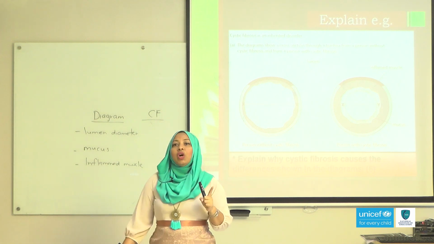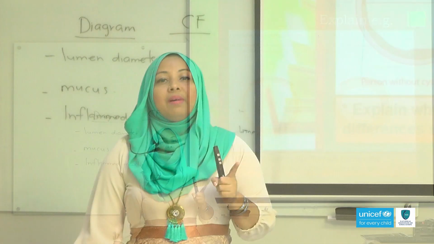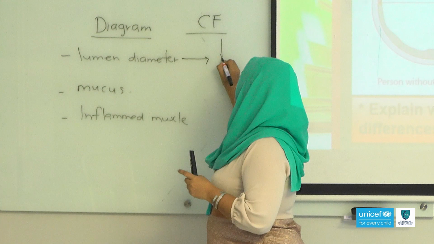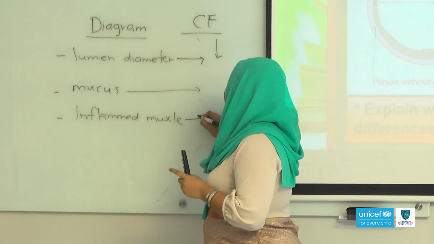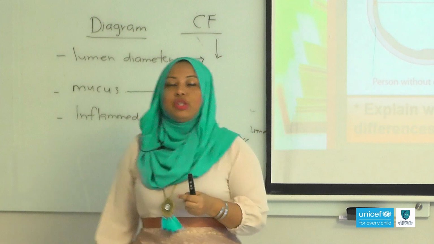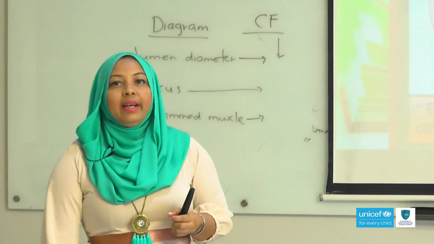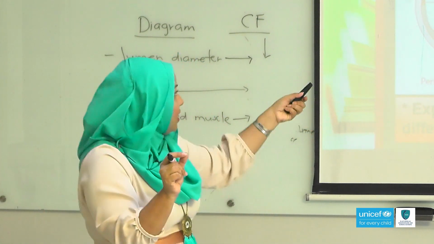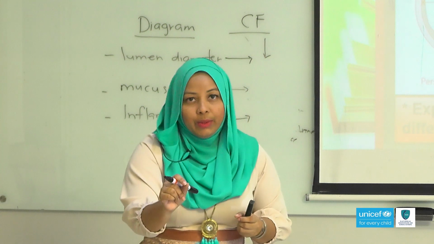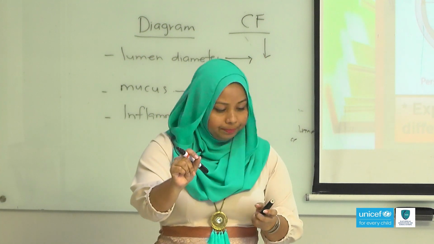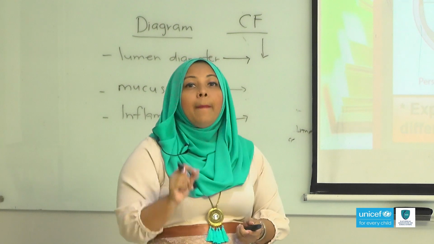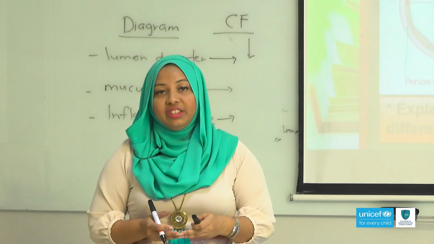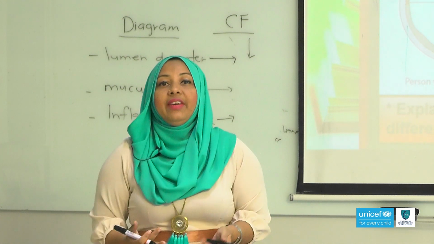So how are you going to score that 6 marks? You are going to score those 6 marks by linking this with CF. For each one of those, explain why this leads to cystic fibrosis. That means the explanation part. What happens to it? It causes the lumen diameter to reduce, inflammation of the muscle, and mucus production. It all starts with the mutated CFTR gene. So from there you have to give an explanation.